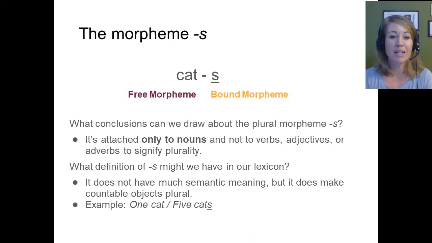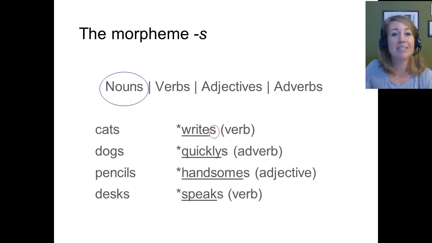Okay, so what definition of S might we have in our lexicon? Well, one of the definitions is going to be that it means plural. That when the S is attached to certain types of words, it means more than one. By itself, the S doesn't mean anything, but when it's attached to certain types of words, it does have meaning. And specifically, when it's attached to nouns, it has the meaning of being plural, to mean more than one.